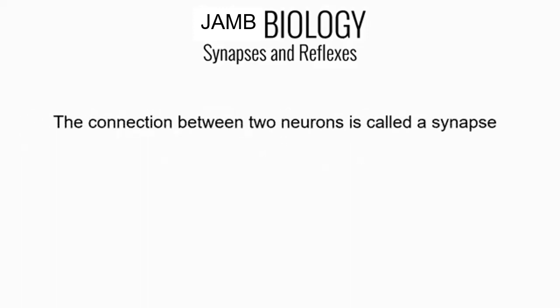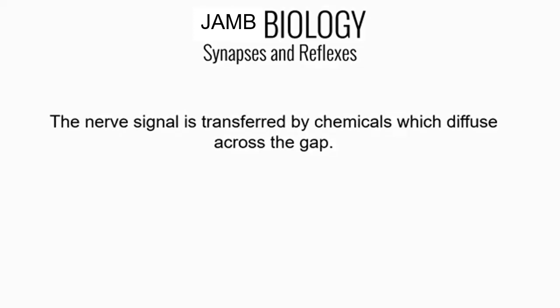Synapses connect neurons, so the connection between two neurons is called a synapse. So the nerve signal is transferred by chemicals which diffuse across the gap. These chemicals then set off a new electrical signal in the next neuron.